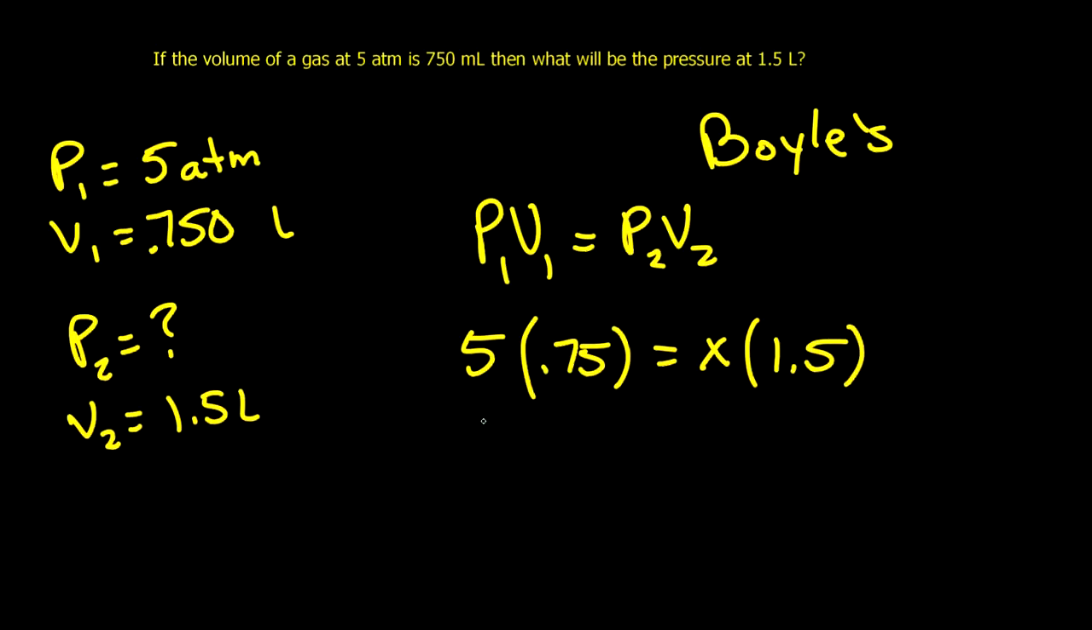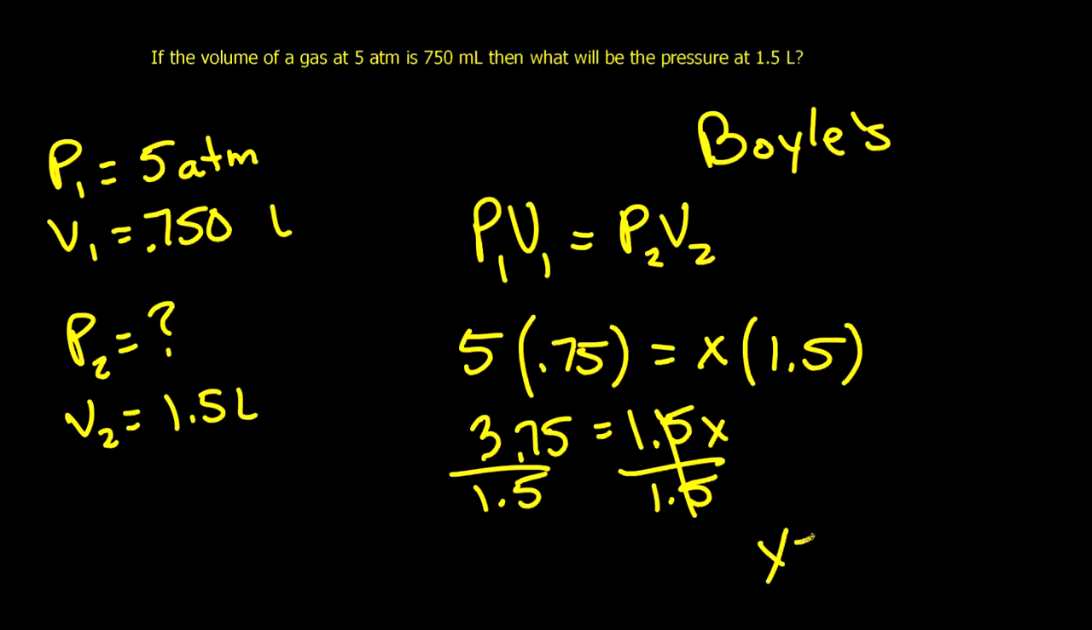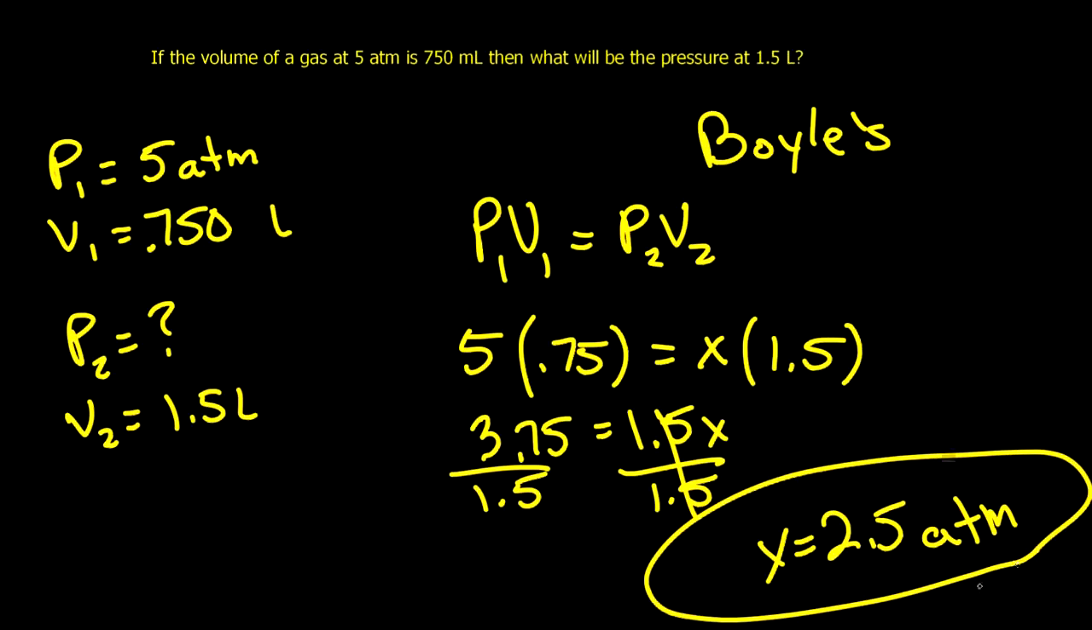So 5 times 0.75 gives me 3.75. Set equal to x times 1.5 is 1.5x. We divide by the value with x, that cancels. 3.75 divided by 1.5 gives me 2.5. But 2.5 what? Well, I'm looking at pressure. Our last pressure was in atmospheres, so this will be in atmospheres. There's our answer. So that's our 4 basic gas laws.